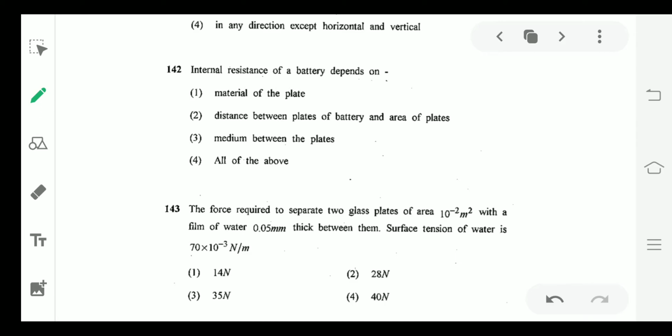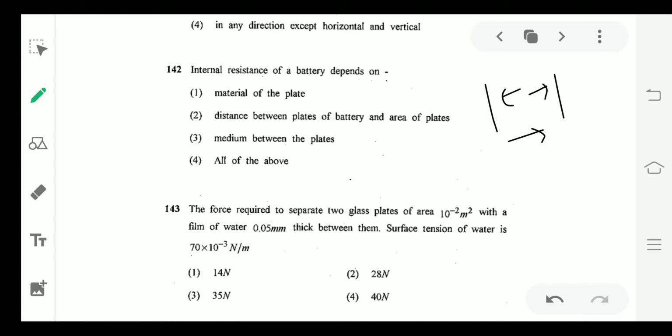Now the next question is, internal resistance of a battery depends on. Internal resistance of a battery will depend on the distance between the plates. As the distance increases, the internal resistance of the battery will increase, because it takes more time for the current to flow through these plates.